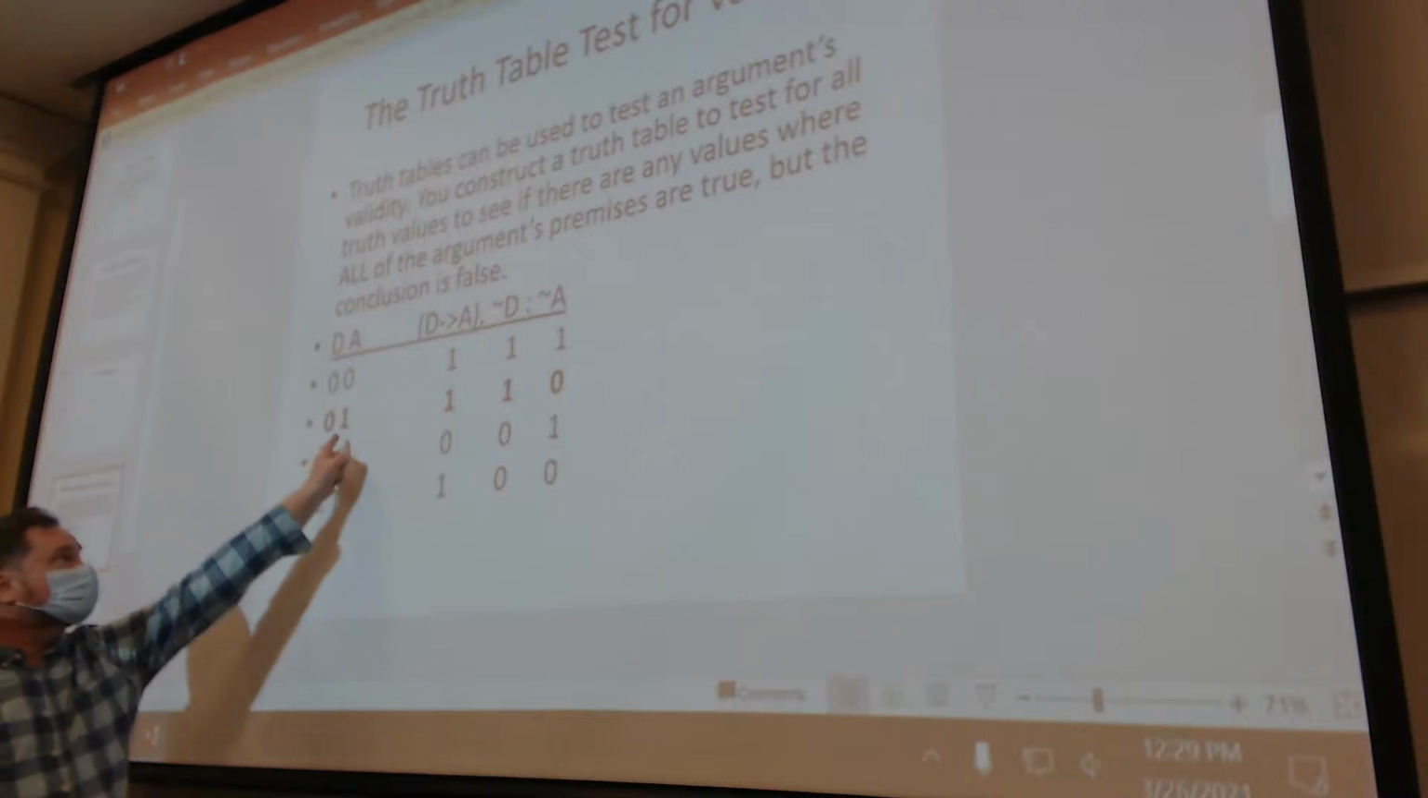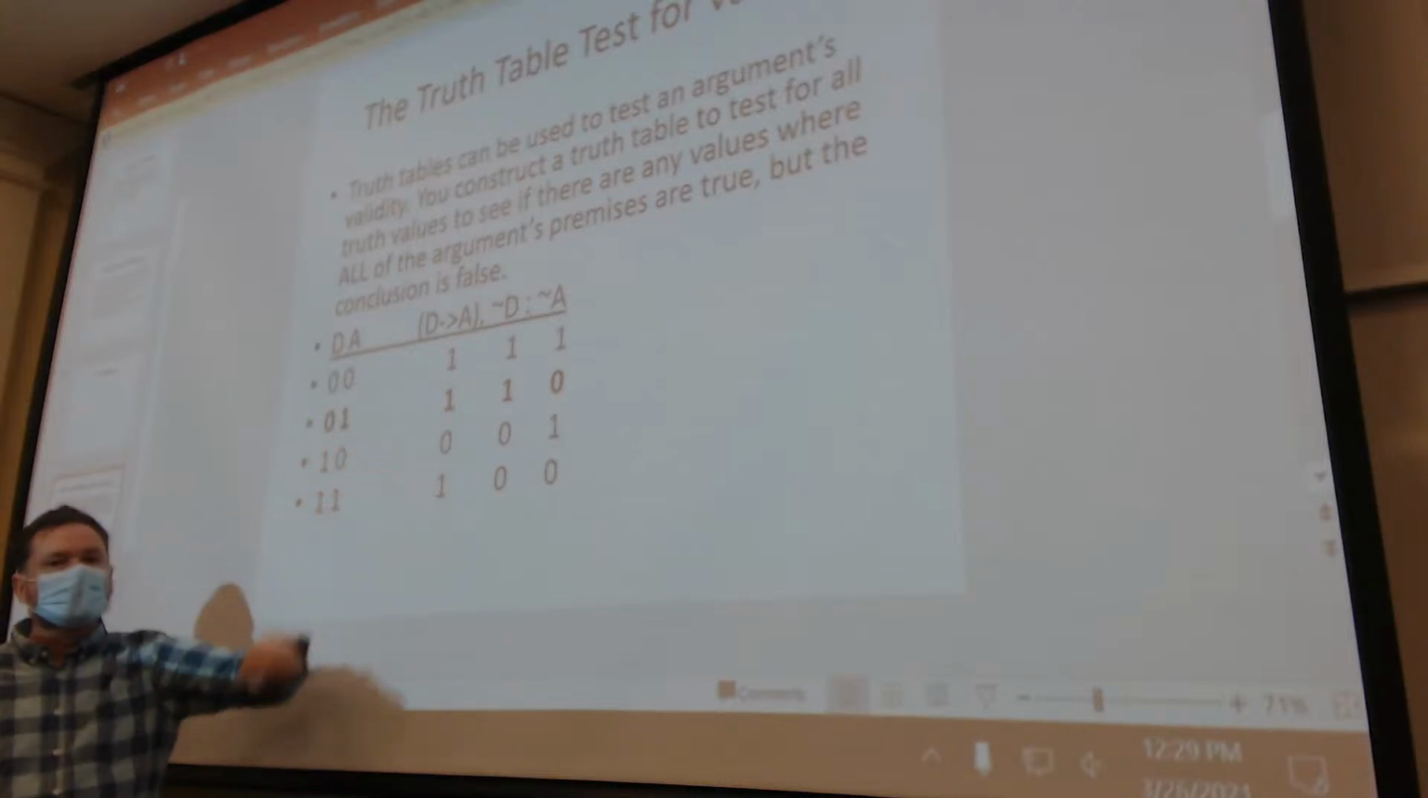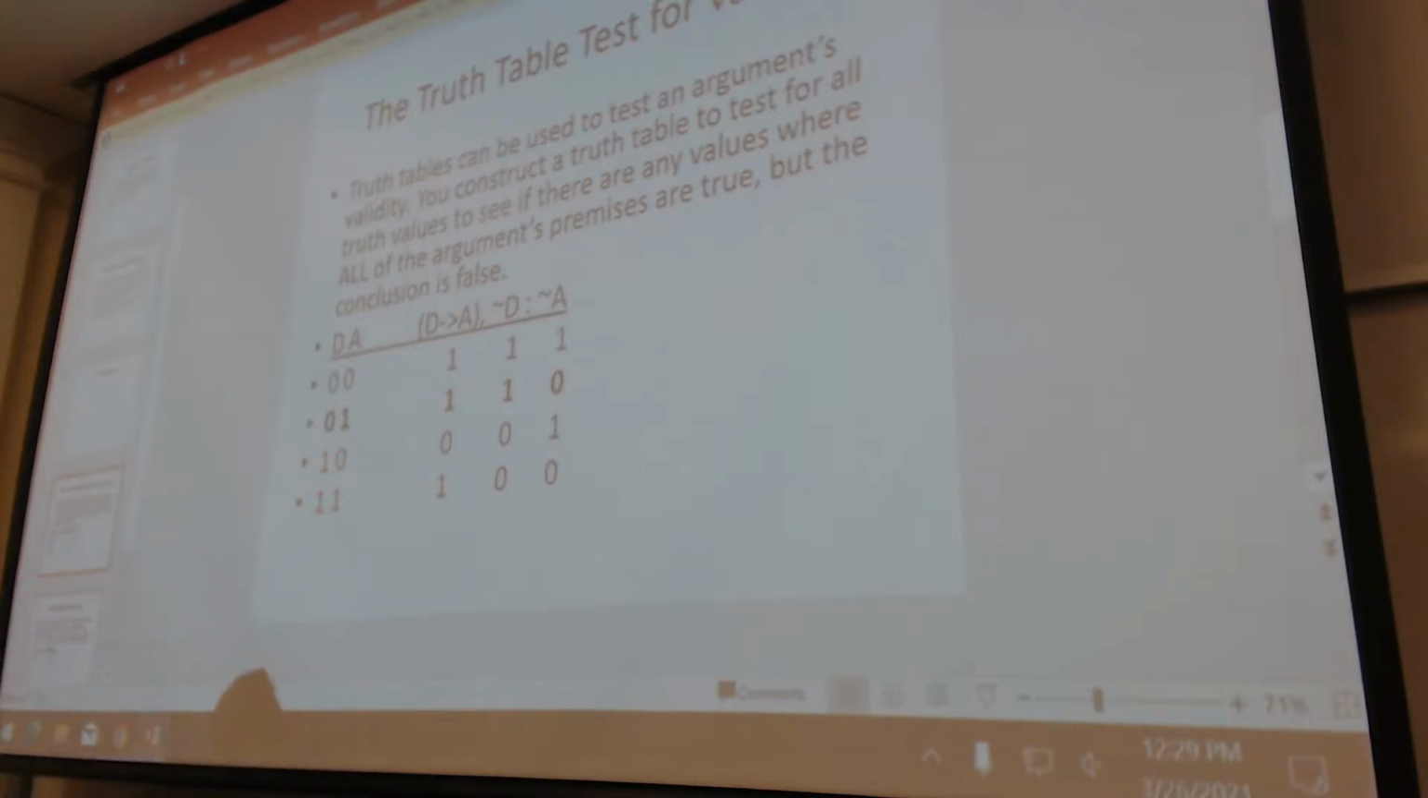So what we do is we use the truth table to prove what's wrong with it. And what's wrong with it is that in the situation when something fails to fulfill D, but does fulfill A, you will get true premises, but the conclusion will still be false. And that is the very definition of invalid.